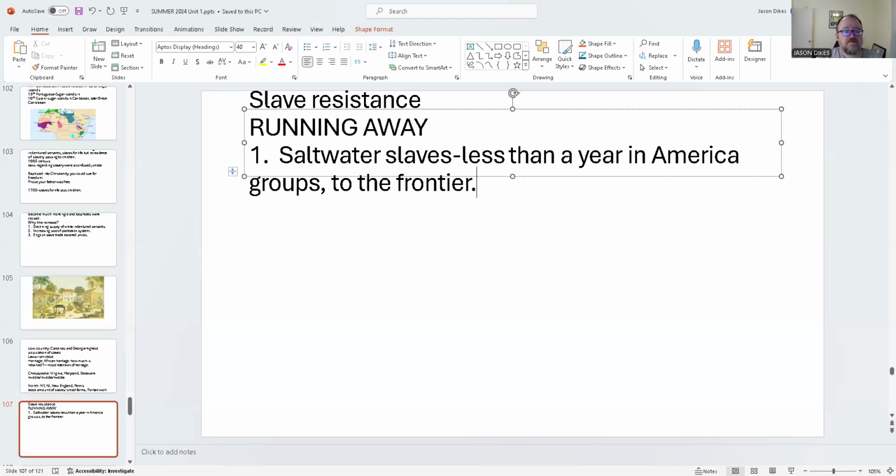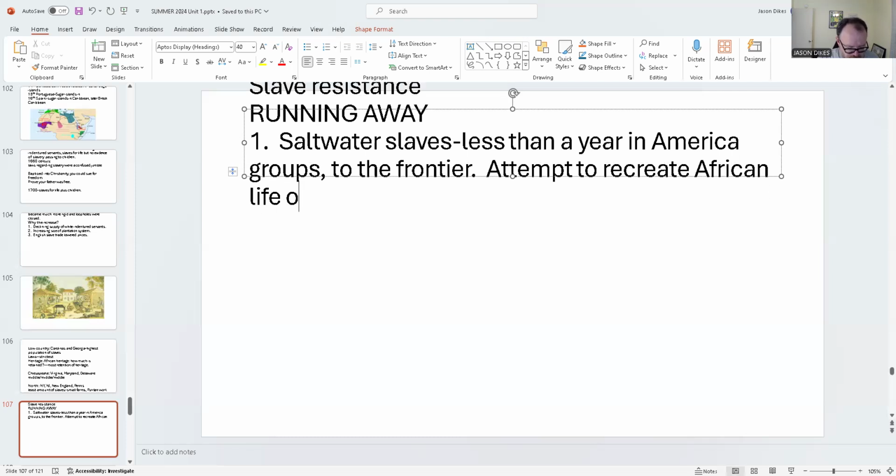Before that, when they're on the frontier, they will attempt to recreate the life they knew in Africa on the American frontier. They will attempt to rebuild their lives in this new strange land.